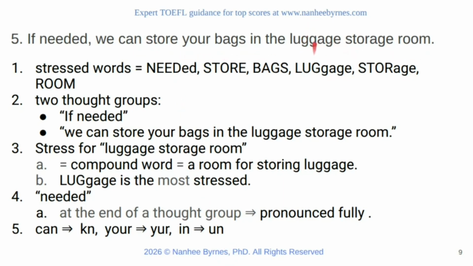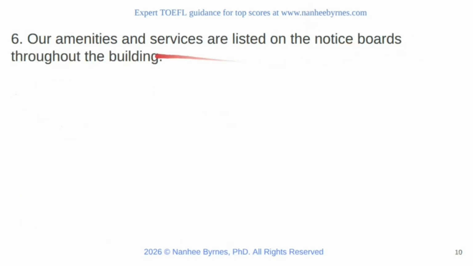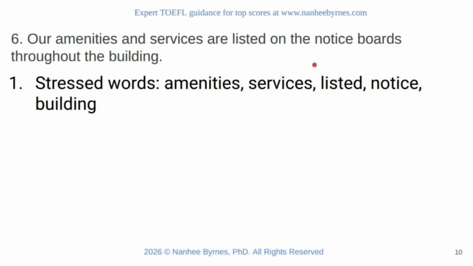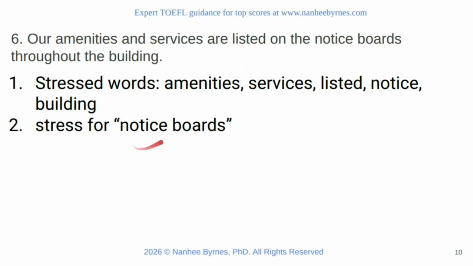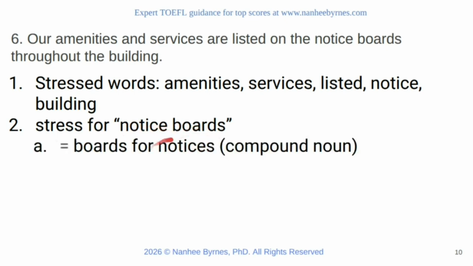Our amenities and services are listed on the notice boards throughout the building. The stressed words are amenities, services, listed, notice, building. These are also the main content words of the sentence. Stress tip. Notice boards is a compound noun, meaning boards for notices, so the stress falls on notice.